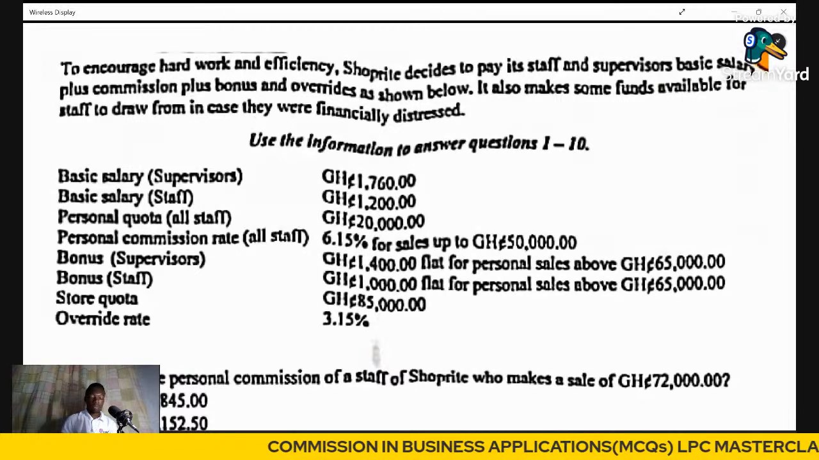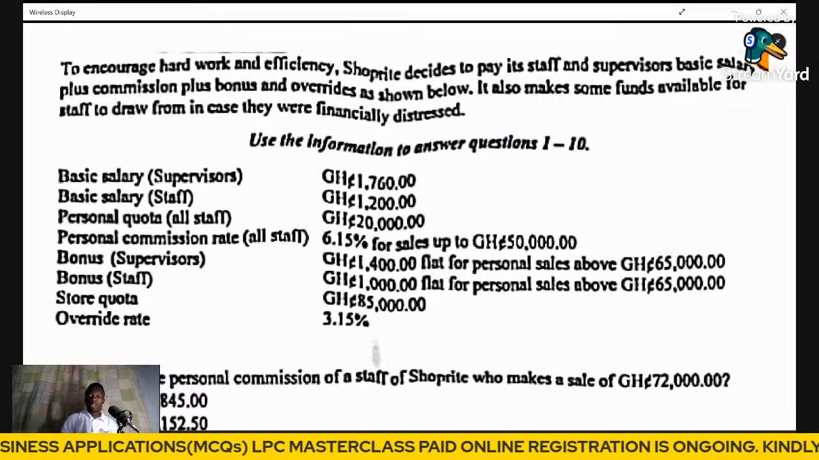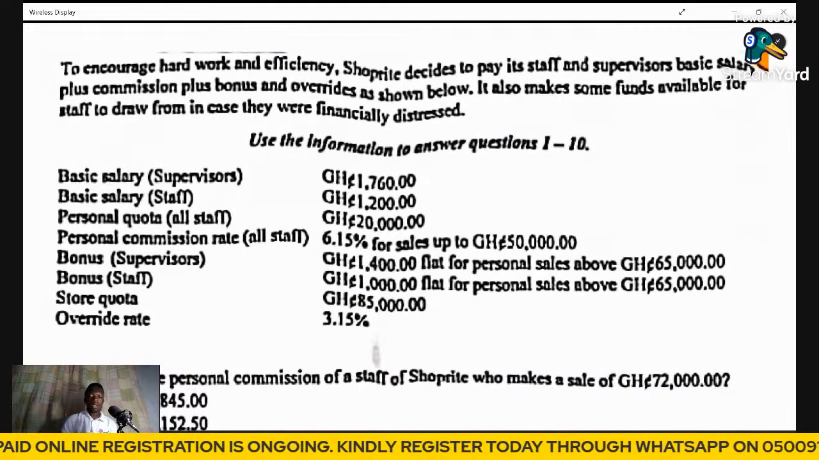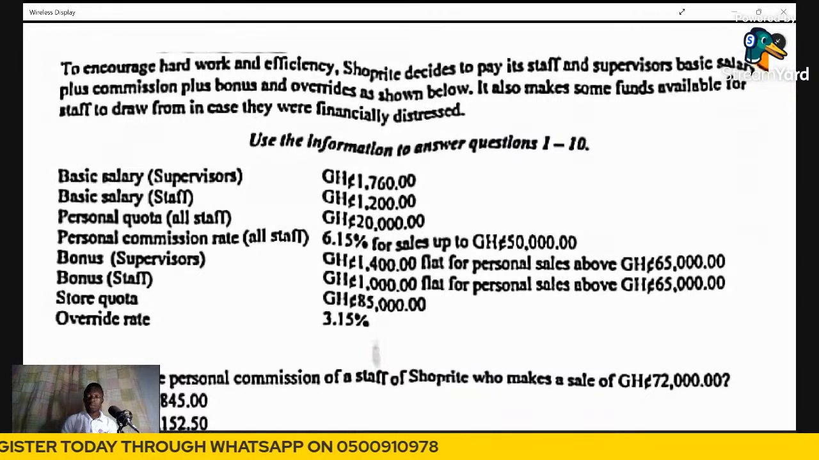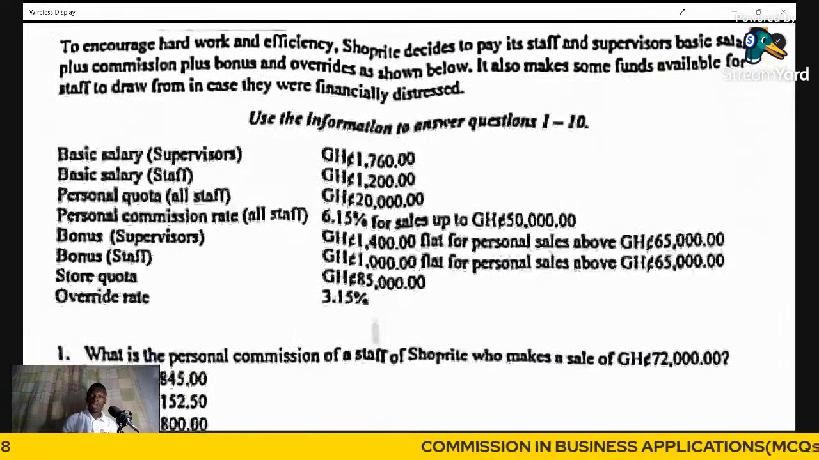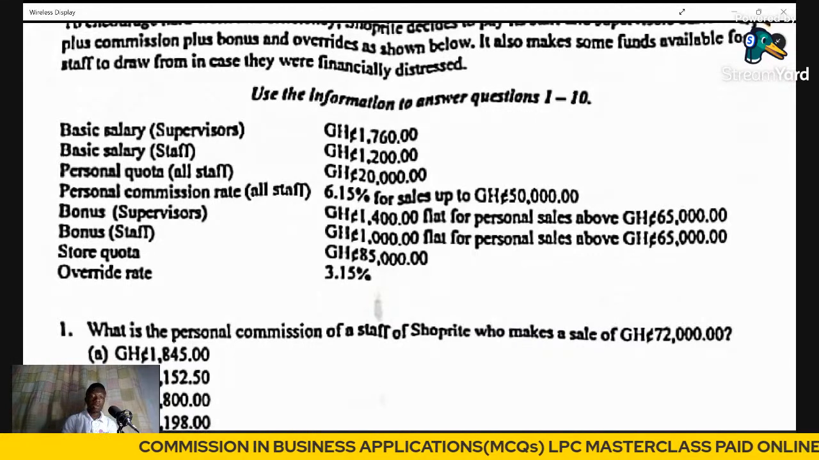So let's begin with the question. As you can see on the screen, to encourage hard work and efficiency, ShopRite decided to pay its staff and supervisors basic salary plus commission plus bonus and override as shown below. It also makes some funds available for staff to draw from in case they were financially distressed. So we are asked to use this information to answer questions 1 to 10.